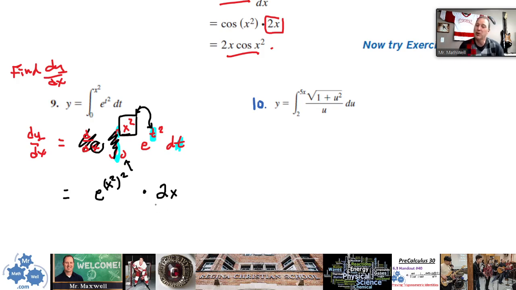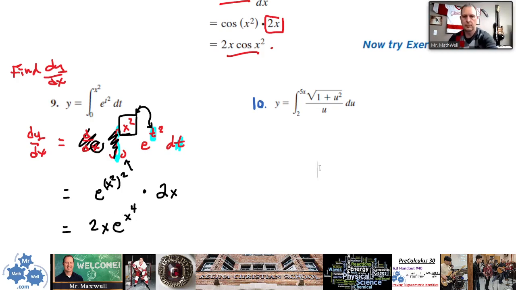So the derivative and the integral cancel each other out, but because it's not just an x, you have to multiply by the derivative of the u. So what does this become? This becomes 2x e to the, and if you have a power raised to a power, you multiply. So it looks like this should be e to the power of x to the 4th.